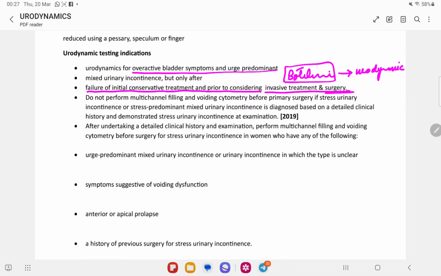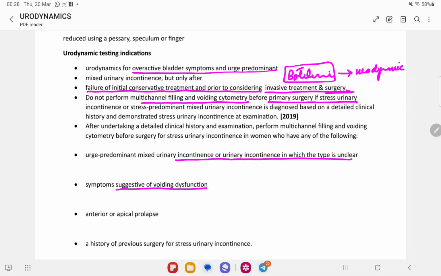Now if the patient is undergoing primary surgery for stress urinary incontinence, meaning for the first time she is undergoing the surgery, then urodynamics is not indicated. That is, the multi-channel filling and voiding cystometry is not indicated. You can only perform urodynamics for stress urinary incontinence if urge predominant mixed incontinence is there, or the urinary incontinence type is unclear. These are the conditions. The symptoms are suggestive of voiding dysfunction.